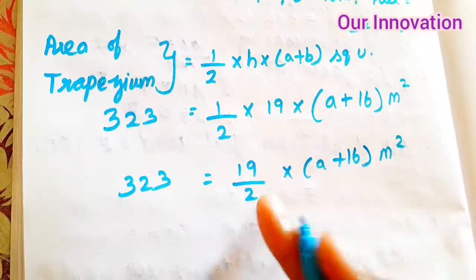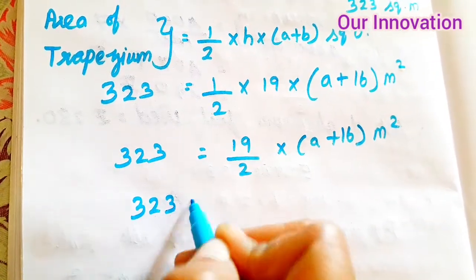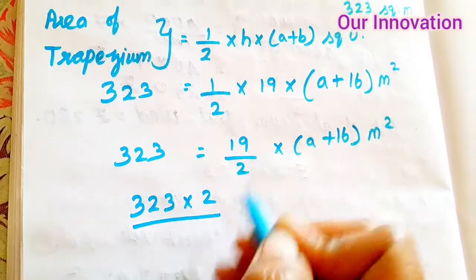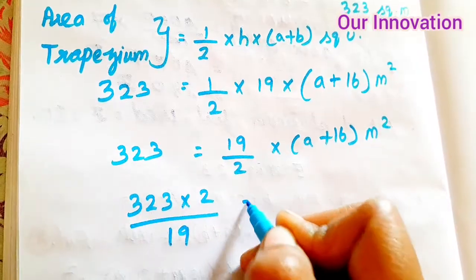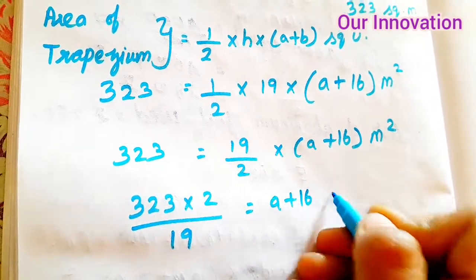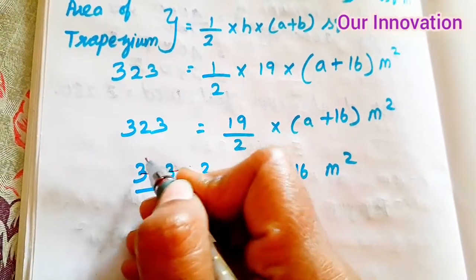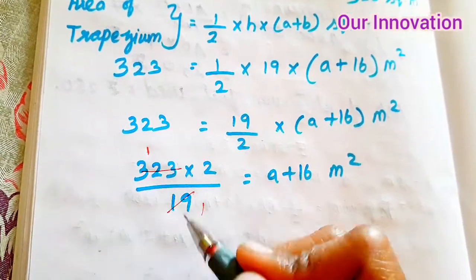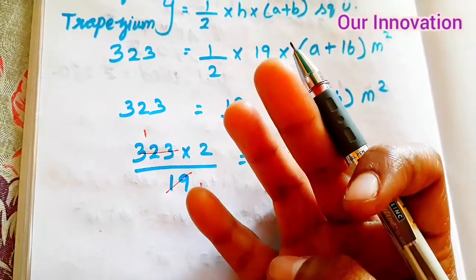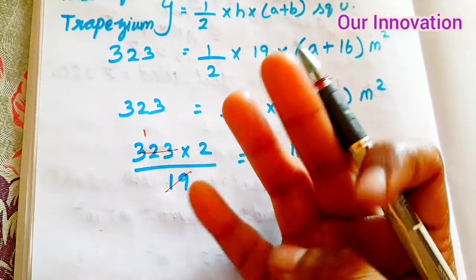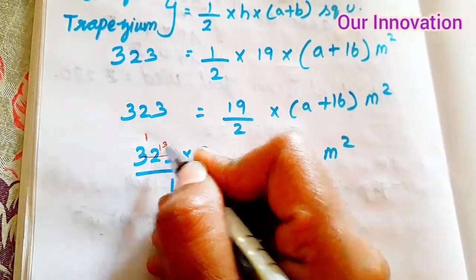Now we take this to the other side. 323 into 2, since the numerator has 19, it goes to the denominator, is equal to A plus 16. Students, now cancel this. 19 ones are 19, 19 ones are 19. Now dividing 32 by 19, we get 1, and the remainder is 13. So 13 comes.